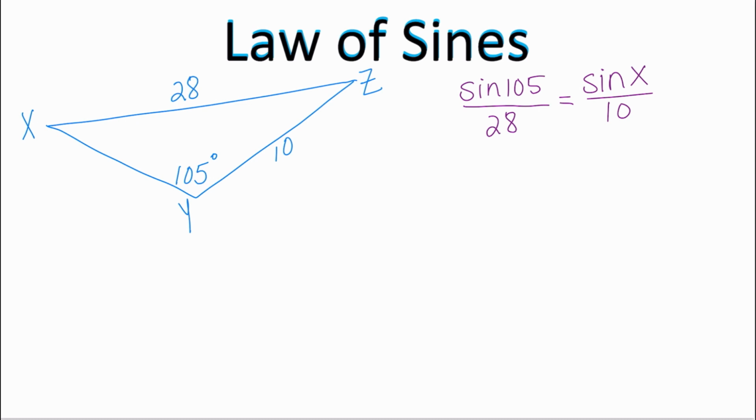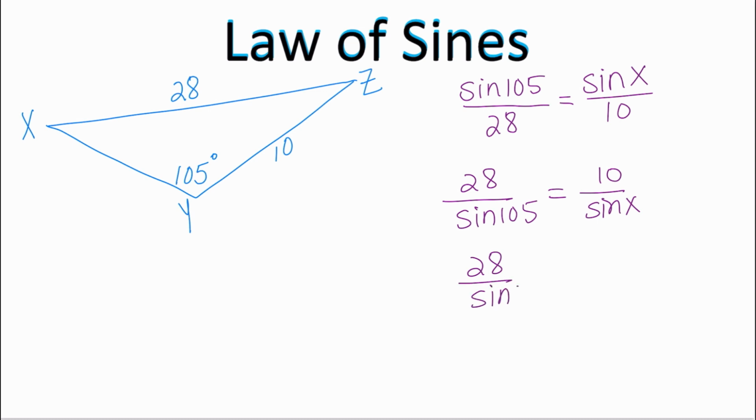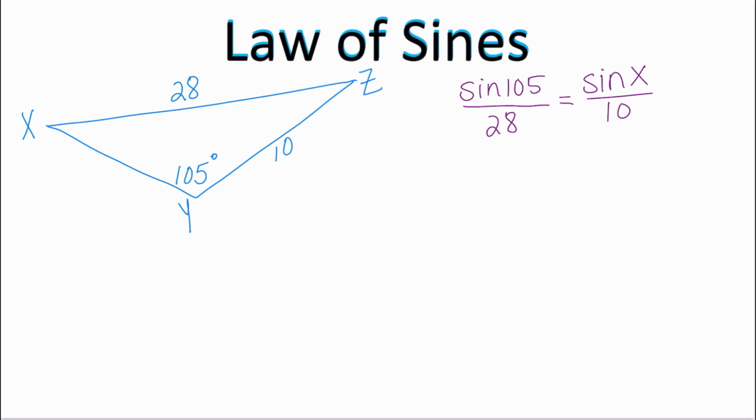Then I'm going to stay in that same order. If you want to do 28 is to the sine of 105 as 10 is to the sine of x, that is fine as well. You can do it in that order. But what I don't want you to do is to write 28 is to the sine of 105 as the sine of x is to 10. This is not correct. This is wrong, because you want to make sure that you are consistent when you're setting up your proportion. Let's go ahead and finish the problem.